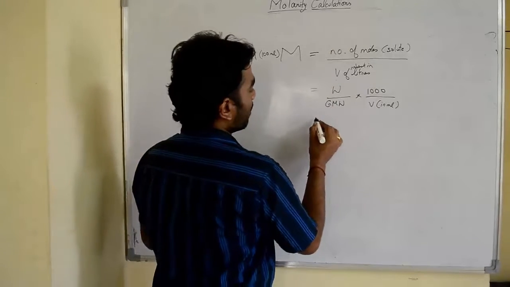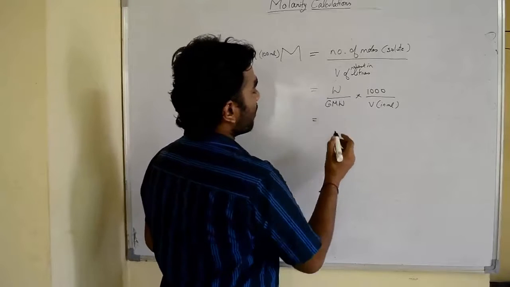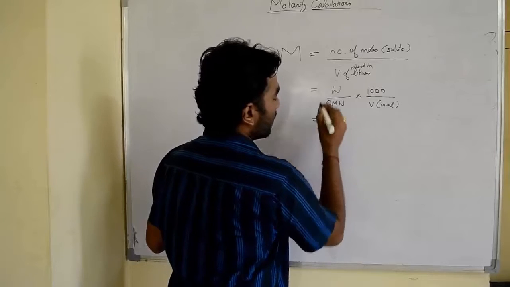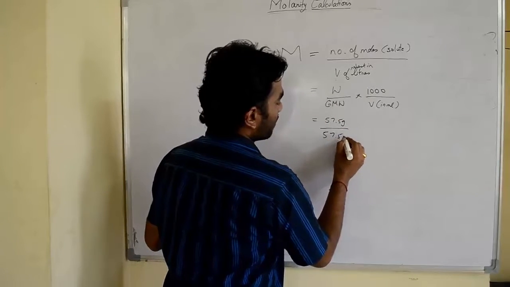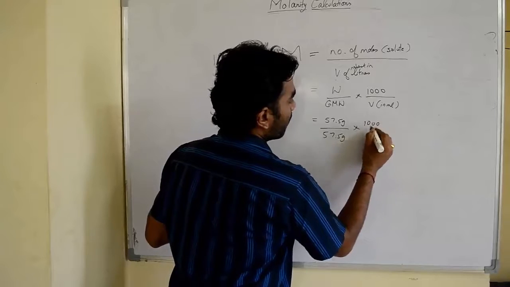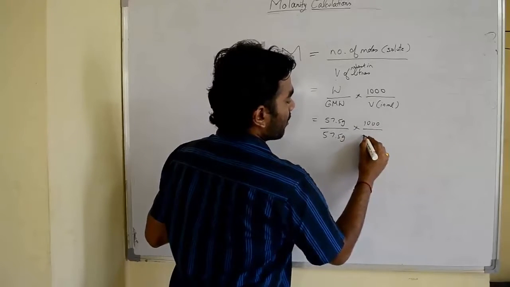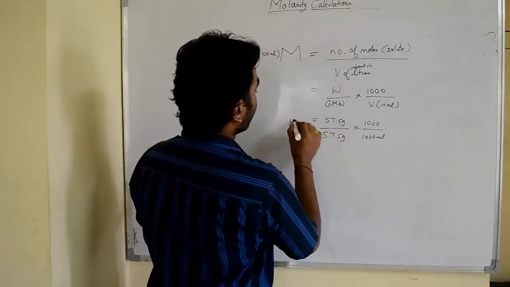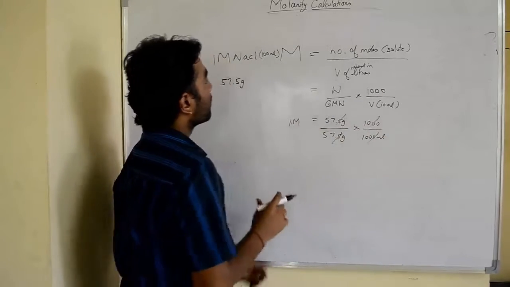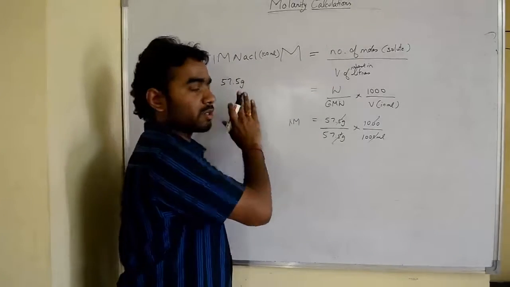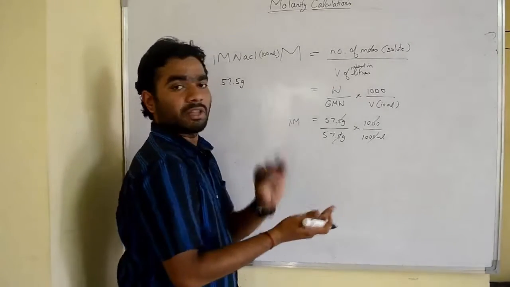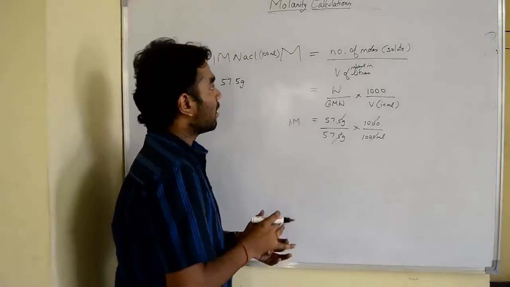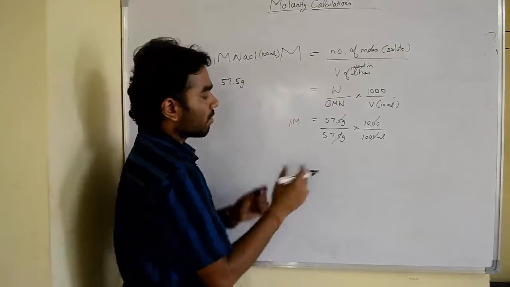I will use this formula. If I take 57.5 grams, and the molecular weight is 57.5 grams, and you use 1000 ml, that is 1 liter, we get 1 molarity. So if you take 57.5 grams of sodium chloride and prepare it in 1000 ml of water, then you get 1 molarity of sodium chloride. But I require only 100 ml. So how do you do it?